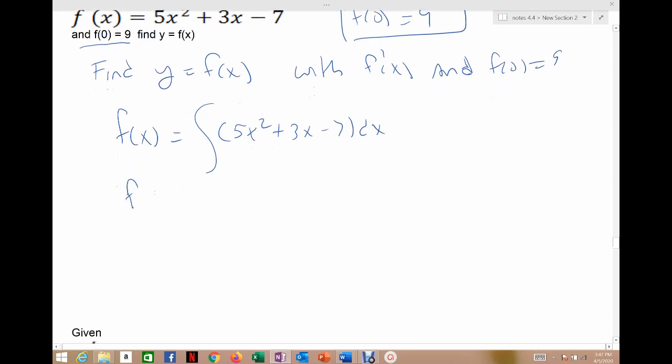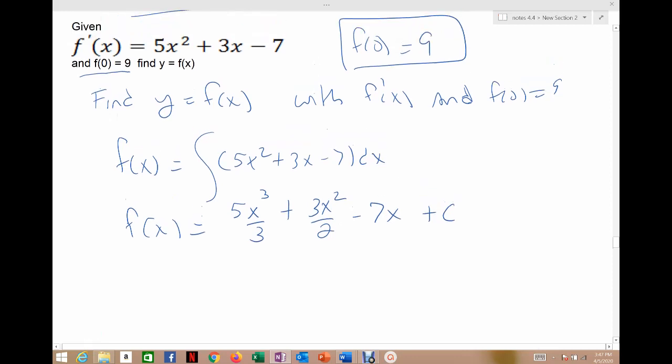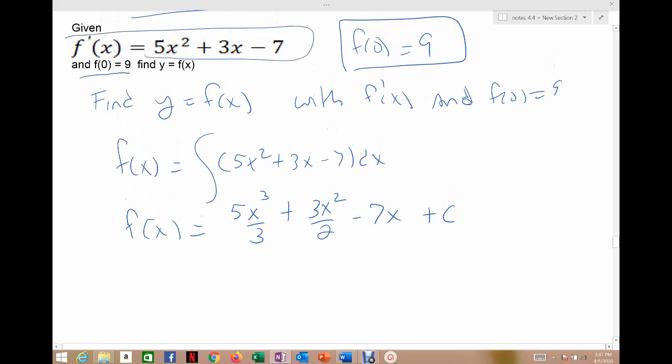Again, this gives me all possible function expressions. Using my rules, I add 1 and divide by that, so 5x cubed divided by 3, 3x squared divided by 2, minus 7x, plus some unknown constant. That's the indefinite part. So this is all possible functions with this derivative. There are infinitely many functions with that derivative. I want the one function that not only has that derivative, but also has the function value: when I plug 0 in, I get 9 out.